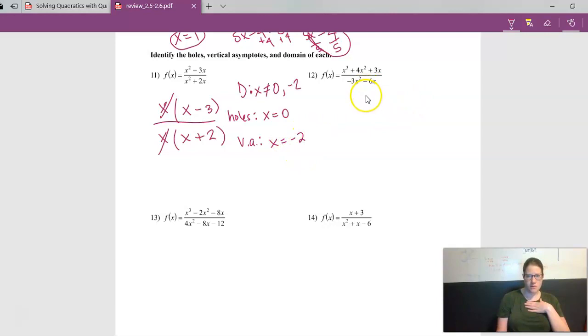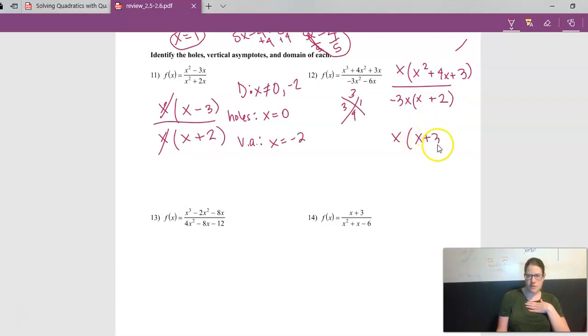Okay, let's do one more. Let's do 12. So on the top here, I can pull out an x, which would leave x squared plus 4x plus 3. On the bottom, I can pull out a -3x, which would leave x plus 2. And then I need to factor this part in here. So what multiplies to 3 and adds to 4 would just be 3 and 1. So we got x plus 3, x plus 1, over -3x, and x plus 2.